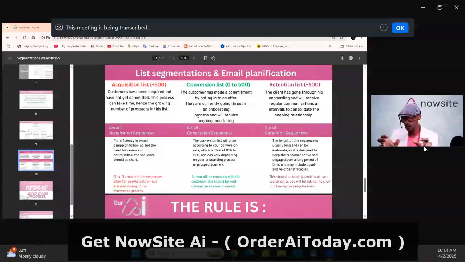As a general NowSite embedded rule, and I don't want to call it a limitation because it has its value as we came to understand throughout the process, we operate with the value of 500. The acquisition list is meant eventually to grow beyond 500, as we accumulate people in those lists over time until they react one way or another, subscribing to the conversation or opting into that first stage of conversion.